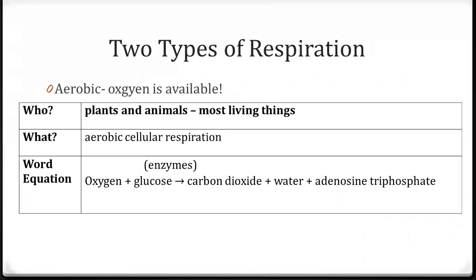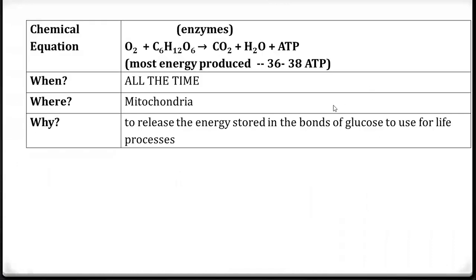This is the word equation. So we have oxygen plus glucose with the use of enzymes produces carbon dioxide, water, adenosine triphosphate, which is ATP. So you could just write ATP. And this is the chemical equation. So we have O2 plus C6H12O6, that's glucose, produces CO2 plus H2O plus ATP. And this is where most of our energy is produced. You make like 36 to 38 ATP per cycle.